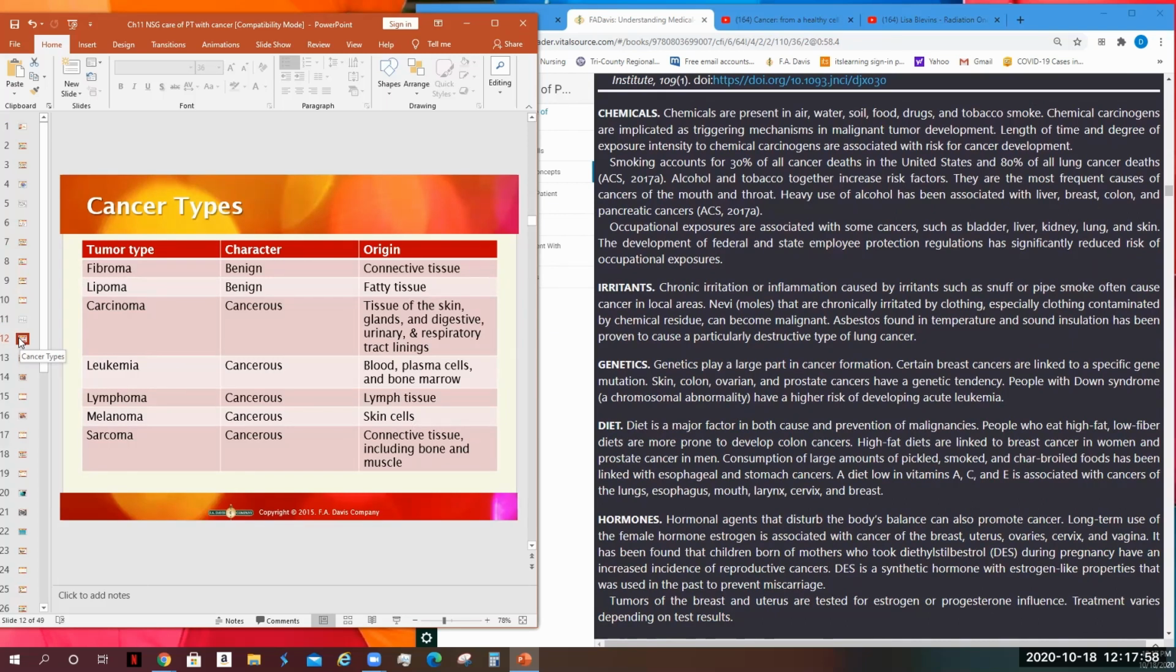We are using chemicals all over the place now to fight COVID-19. And these are very risky, not just to the COVID, but to us as well. Chemical carcinogens are implicated as triggering mechanisms in malignant tumor development. Length of time and degree of exposure intensity to chemical carcinogens are associated with risk for cancer development. Smoking accounts for 30% of all cancer deaths in the United States and 80% of lung cancer deaths.